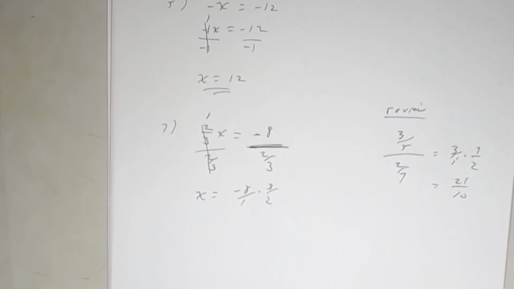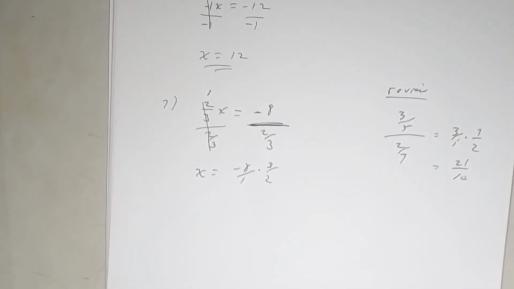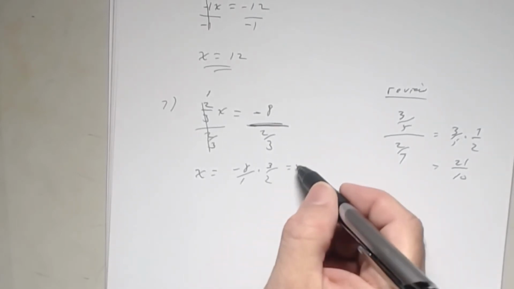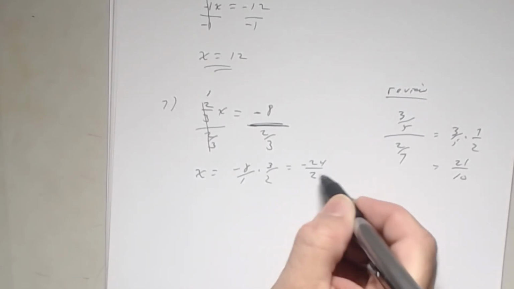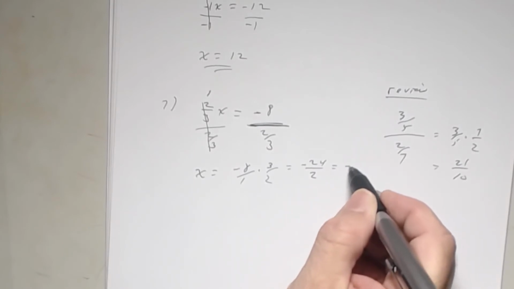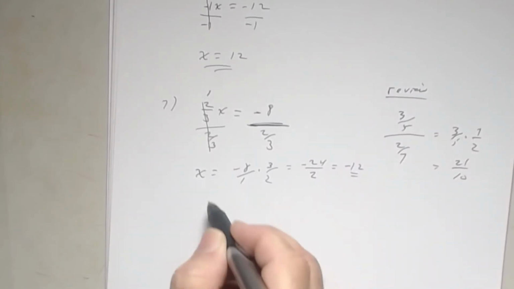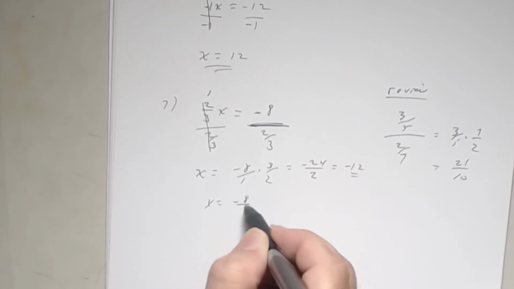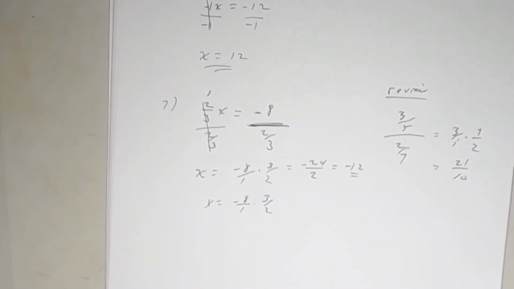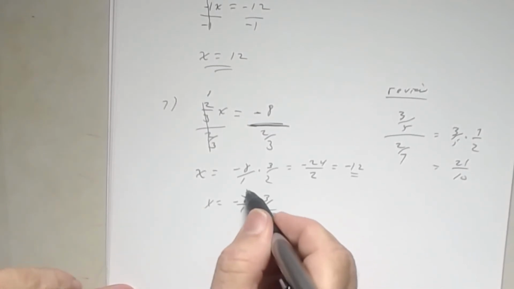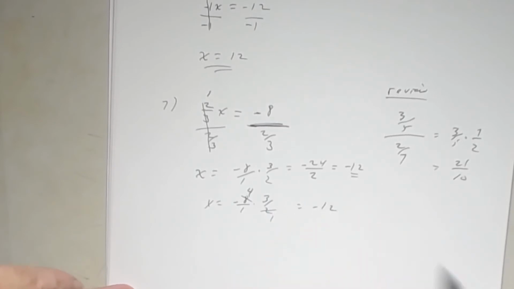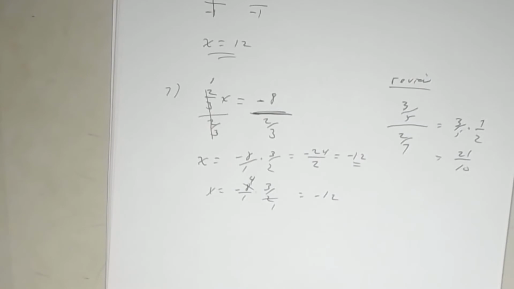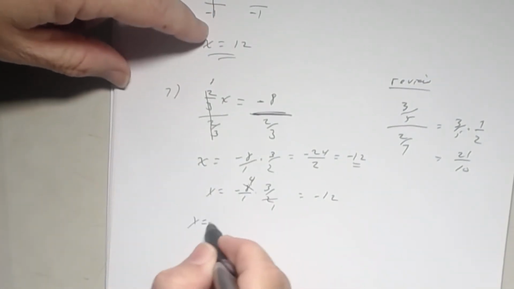We can either multiply first and then reduce, or reduce first and then multiply. It does not matter. You are going to have fractions as you go through this course. If I multiply first, the numerator is negative 24, the denominator is 2, and negative 24 divided by 2 is negative 12. If I reduce first, 2 into 2 is 1, 2 into 8 is 4, and negative 4 times positive 3 is negative 12. Same thing. So the answer is x equals negative 12.